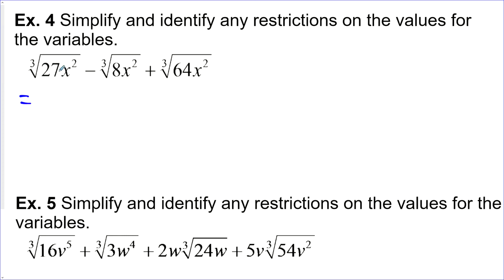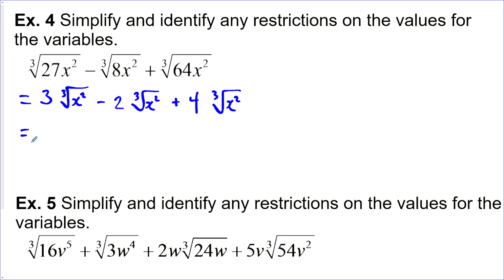Same deal for this question. We want to find the perfect cube in here. Well, 27 is the perfect cube. That's 3 cubed root of x squared. 8 is also a perfect cube, so we can take the cubed root of 8. And 64 is also a perfect cube. That's just 4. And x squared. So all of these have the same radical, so we can add and subtract them. So 3 minus 2 is 1, plus 4 is 5 of these radicals.